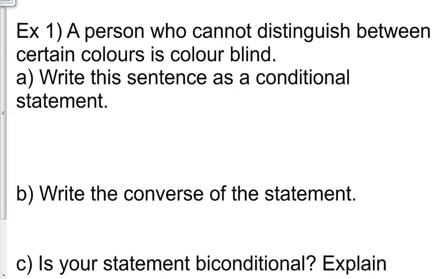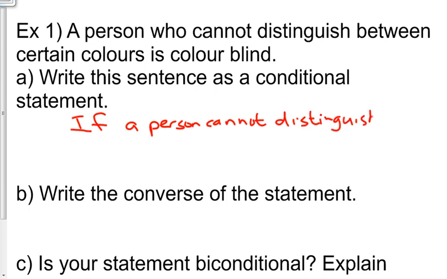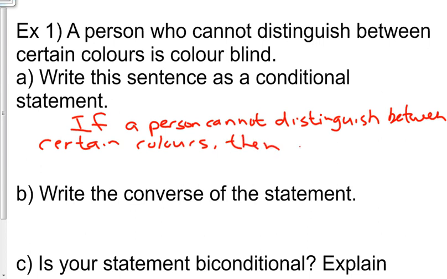Here's an example. A person who cannot distinguish between certain colors is colorblind. Write this sentence as a conditional statement. So, if a person cannot distinguish between certain colors, then that person is colorblind.